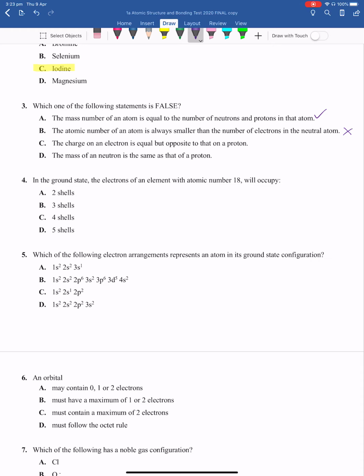But let's just check. The charge on an electron is equal and opposite to that of a proton, so it's negative, it's positive, so that's correct. The mass of a neutron is the same as that of a proton. They both have a relative atomic mass of 1, so that's true. So our answer for this one was going to be B.